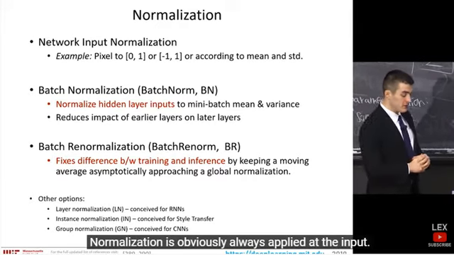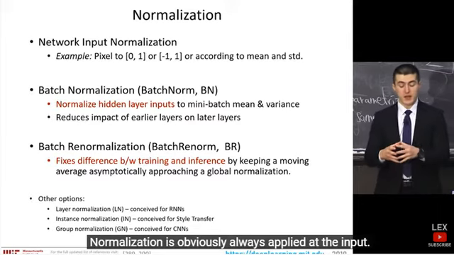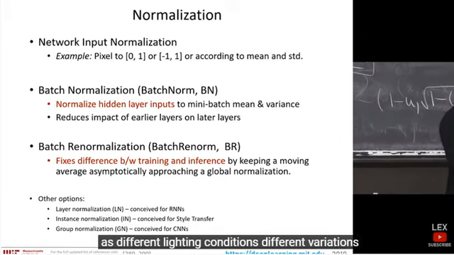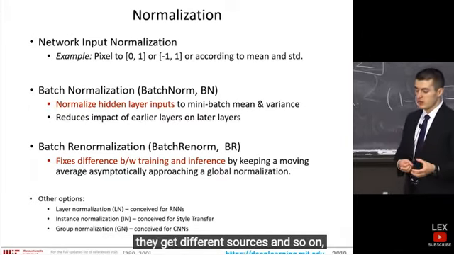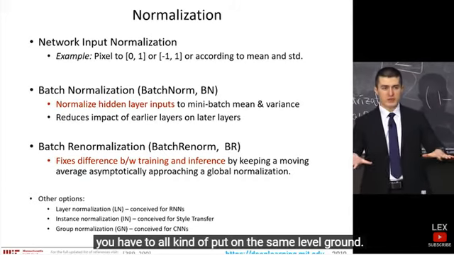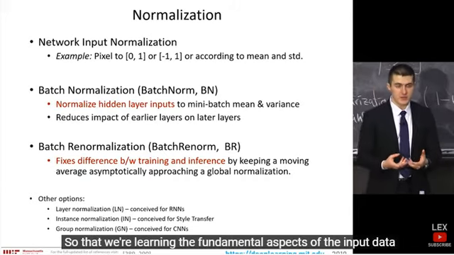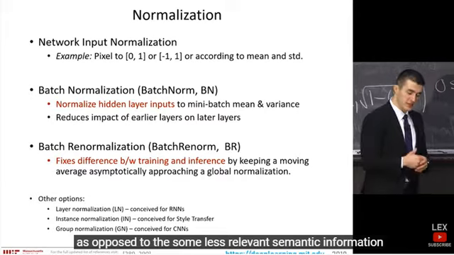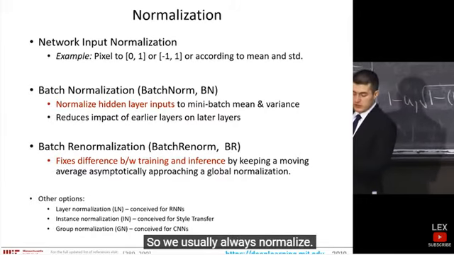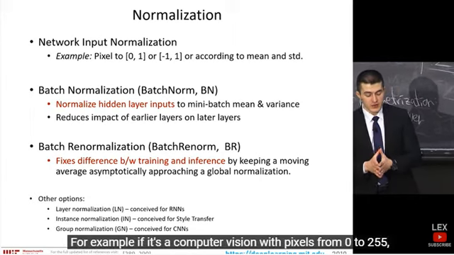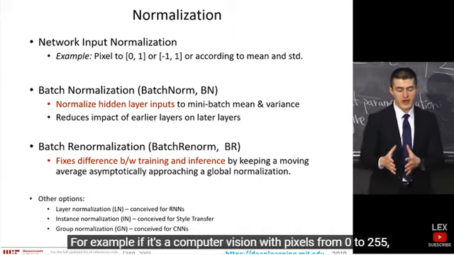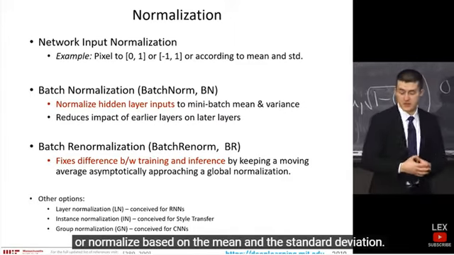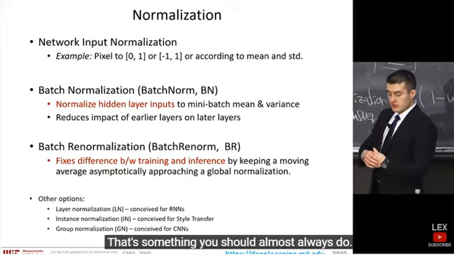Normalization is obviously always applied at the input. Whenever you have a data set with different lighting conditions, different variations, different sources, and so on, you have to put it all on the same level ground so that we're learning the fundamental aspects of the input data as opposed to some less relevant semantic information like lighting variation. So we usually always normalize. For example, in computer vision with pixels from 0 to 255, you always normalize to 0 to 1 or -1 to 1, or normalize based on the mean and the standard deviation. That's something you should almost always do.